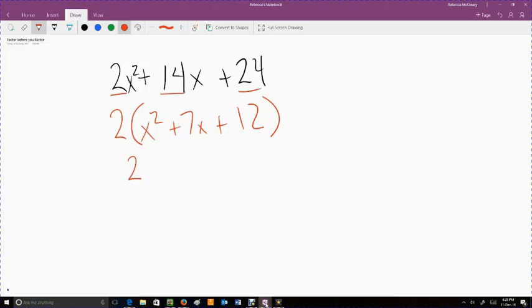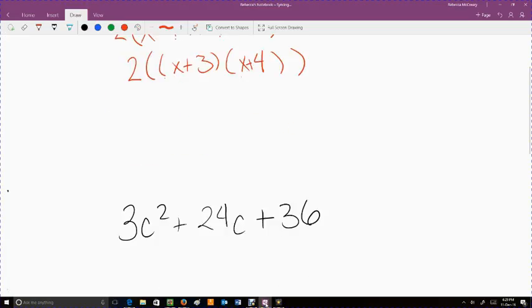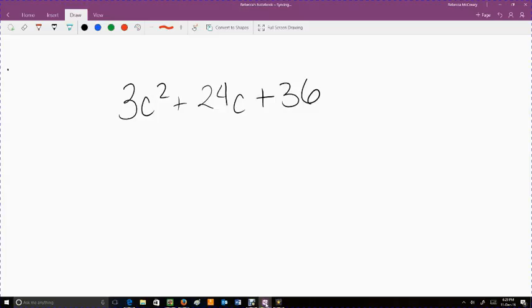All right, so we are going to bring down our 2. We have to use 2 sets of parentheses, so we know that the 2 ultimately needs to be distributed to everything. We have x. Here we've got both positives, both pluses, so we've got both pluses in our answer. We've got 12. We need factors of 12 that add up to 7. Not 12 and 1, not 6 and 2, but 3 and 4. All right, 3 and 4. So this is now fully factored. You see how we've got our binomials inside a larger set of parentheses, meaning that the 2 gets distributed to everything.